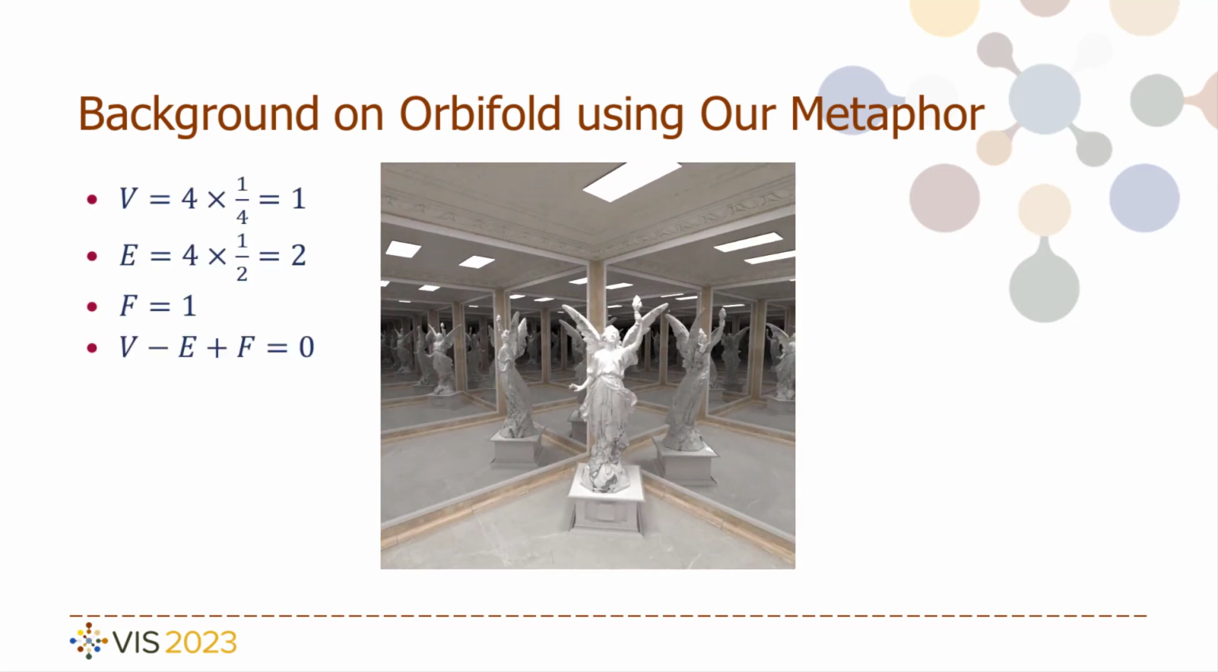The Orbifold can be described by its Euler characteristic v minus e plus f. Here, there are four corners, and each corner occupies only 1/4 of the corner space. Thus, v is equal to 1. Similarly, e is 2 and f is 1. Thus, v minus e plus f is 0, which indicates that the Orbifold is Euclidean. Indeed, the room looks familiar given our life experiences.